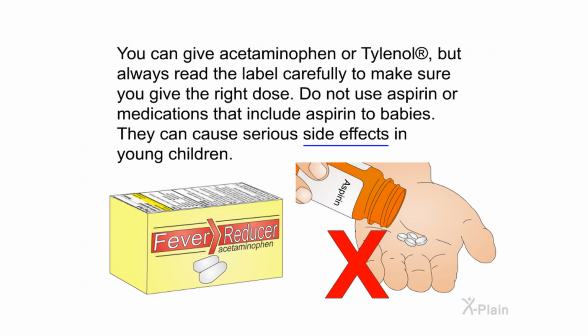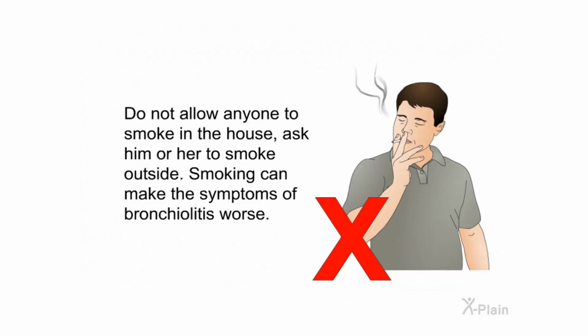You can give acetaminophen or Tylenol, but always read the label carefully to make sure you give the right dose. Do not use aspirin or medications that include aspirin for babies. They can cause serious side effects in young children. Do not allow anyone to smoke in the house. Ask him or her to smoke outside. Smoking can make the symptoms of bronchiolitis worse.